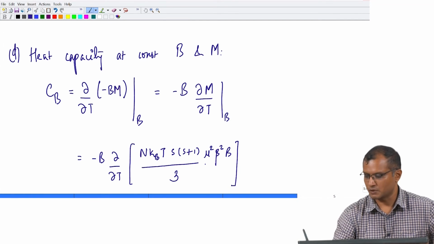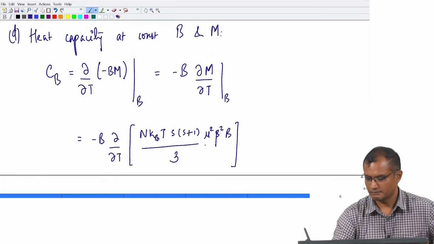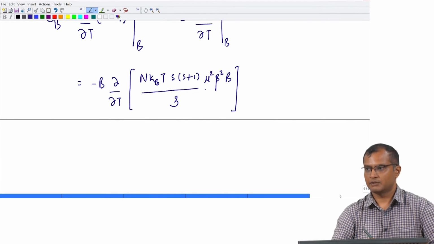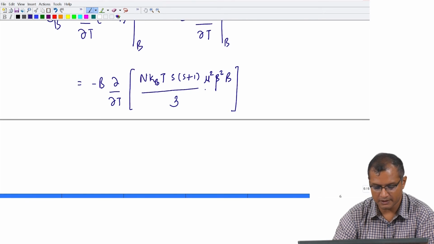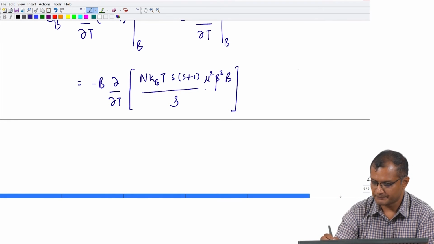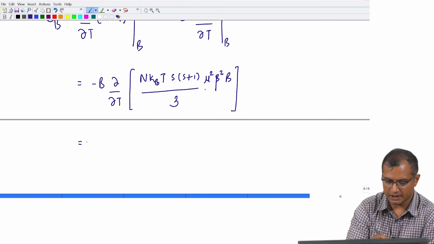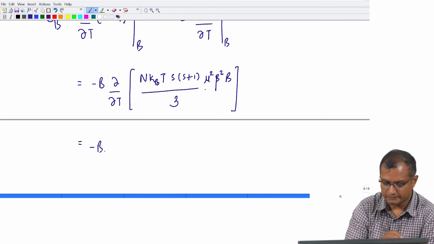Notice that there is a beta square here. So, what you are going to do here is either you can convert the temperature derivative into beta, or you can do it with respect to temperature, both are fine. So, what I am going to do here is see that I have a 1 upon kT here. So, this simply becomes minus B.